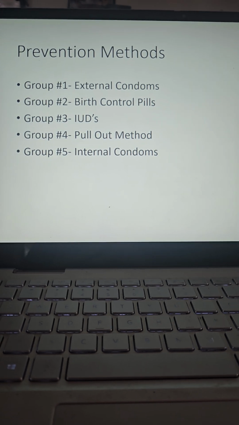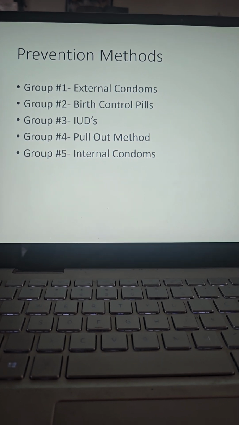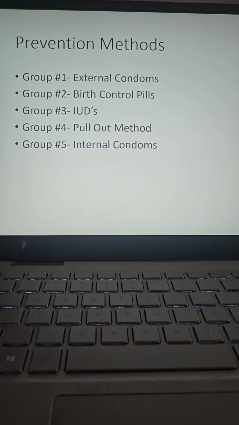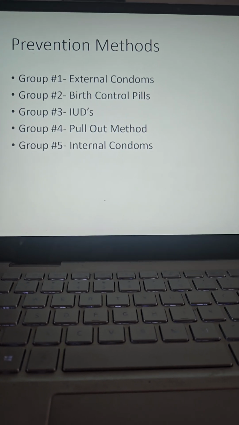So for the prevention methods, after we have enough groups, we can use these. Group 1, external condoms. Group 2, birth control pills. Group 3, IUDs. Group 4, the pull-out method. And Group 5, internal condoms.